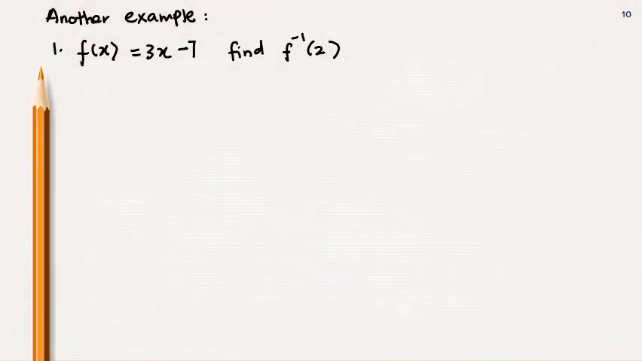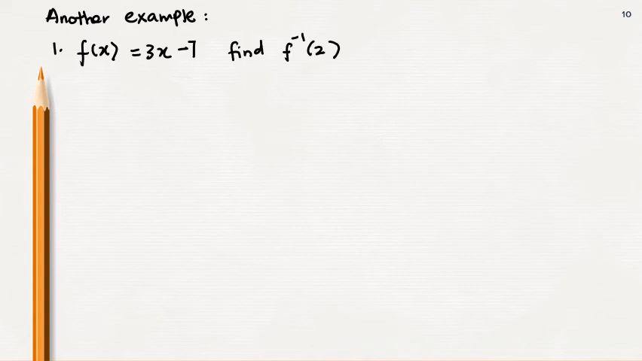Okay. So now teacher nak tunjuk another example dekat you. Another method. Okay, so first method ni macam yang tadi. Yang ni yang biasa kita buat lah. Teacher nak tunjuk yang paling senang. Tapi tak apa, teacher tunjuk yang method yang kita belajar tadi je dulu. Okay, so untuk this question, f(x) = 3x minus 7.